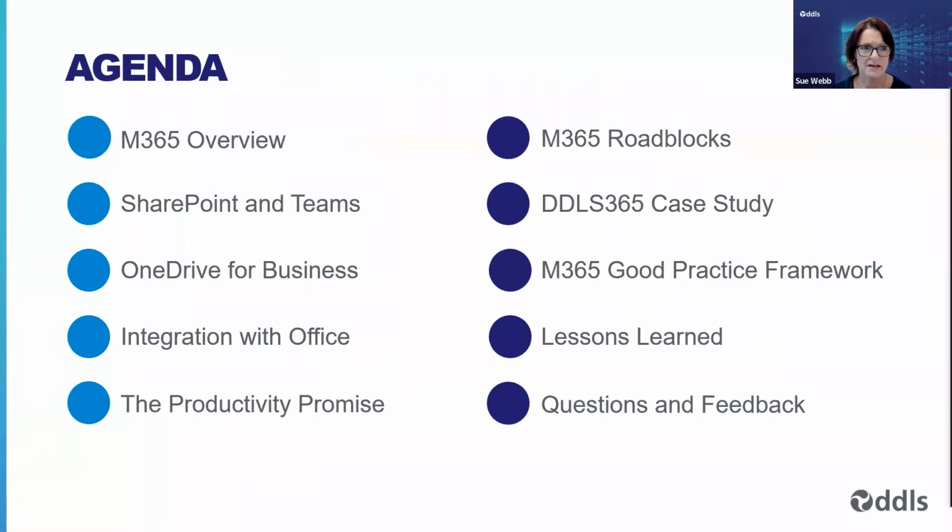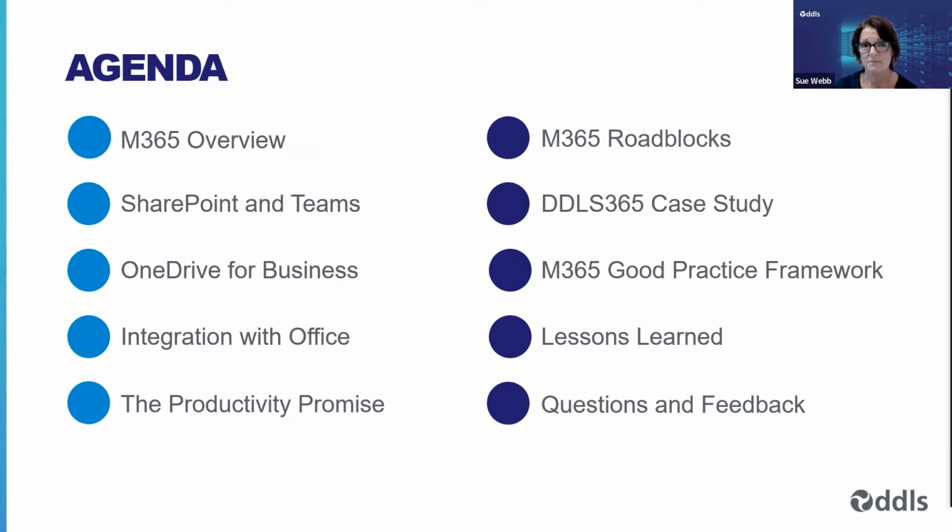So what we're going to look at today, we're going to start with a bit of an overview of Microsoft 365, because it's not a term that has been around for as long as people are probably more familiar with the term Office 365. So what does Microsoft 365 mean? We're going to talk about some of the core tools that are used in Microsoft 365, especially those that relate to productivity. And the core tools we're going to look at very briefly are SharePoint, Teams, and OneDrive for Business. We'll also talk about the integration between Microsoft 365 and your desktop office tools, so Excel, Word, etc.